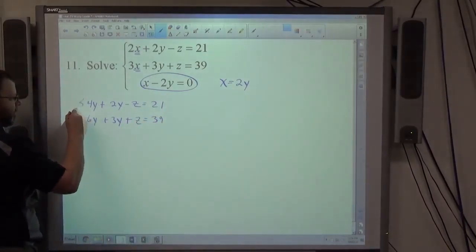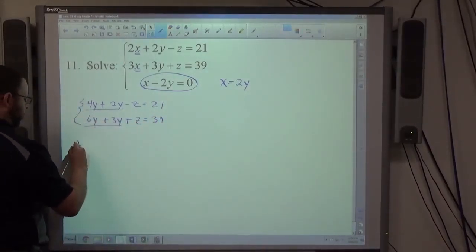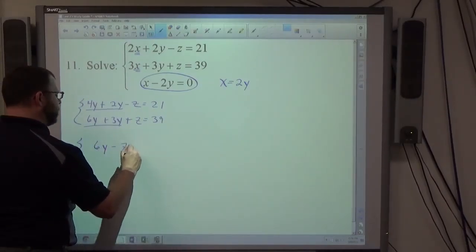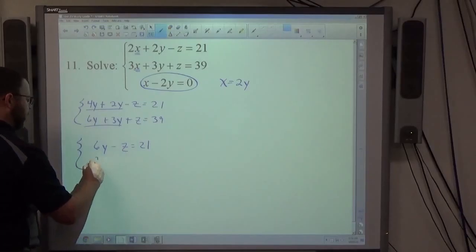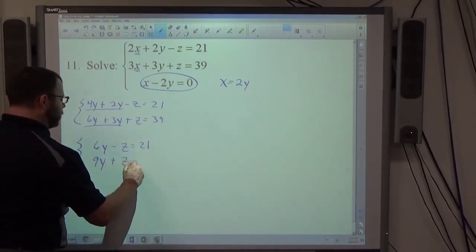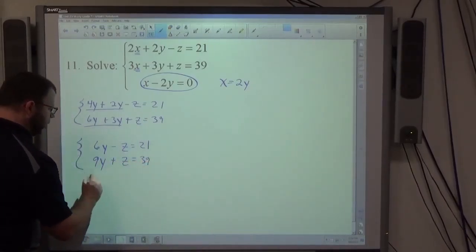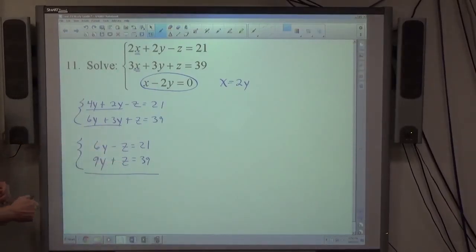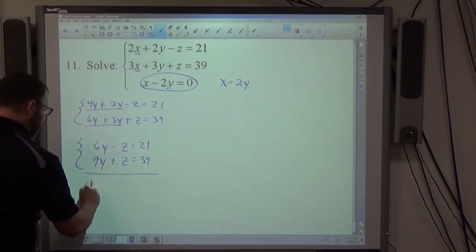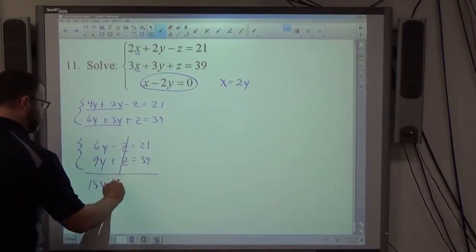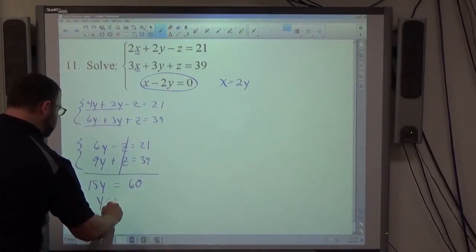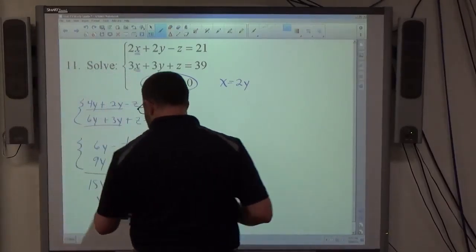So if I take this system and combine my like terms here, that gets me down to 6y minus z is equal to 21 for the top, and 9y plus z equals 39 for the bottom. And they were nice enough to make it so the z's cancel too here. So at this point, elimination will work very quickly. 6y plus 9y is 15y. Negative and positive z cancel. 21 plus 39 is 60. Y equals 4.